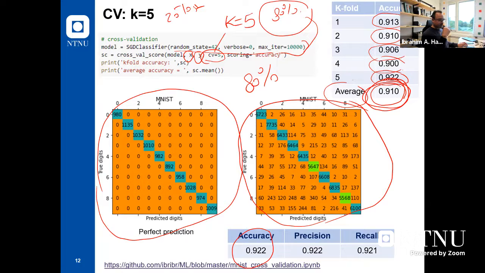And after that, testing the model with those 20%. So, for example.